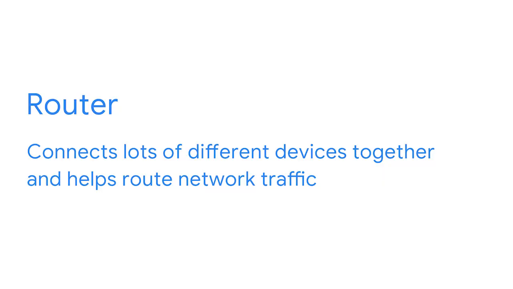But our cables have to connect to something. We don't just have millions of cables going in and out of computers to connect them together. Instead, computers connect to a few different devices that help organize our network together. The first device that your computer connects to is a router. A router connects lots of different devices together and helps route network traffic.